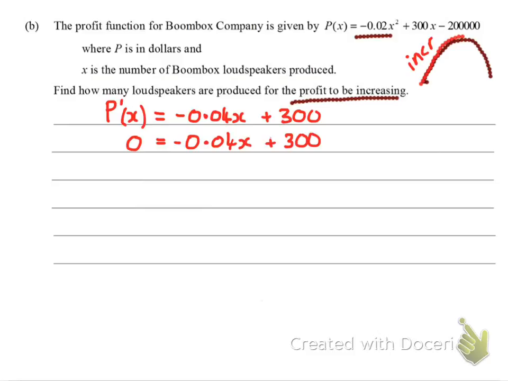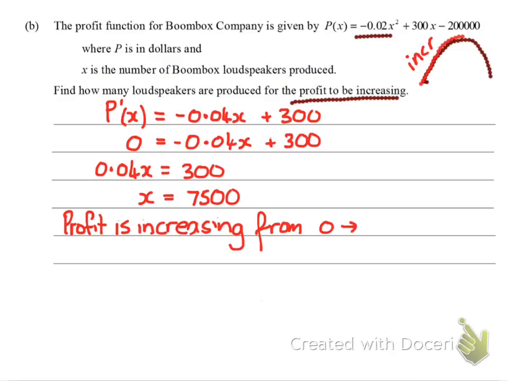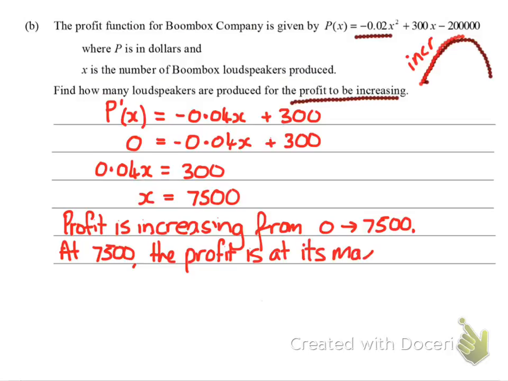Put the negative 0.04x to the left, it becomes positive. Divide by 0.04 and you get 7,500. So the profit is increasing up to the point 7,500. At 7,500 the profit is at its maximum. I'll give you excellence if you can do that.